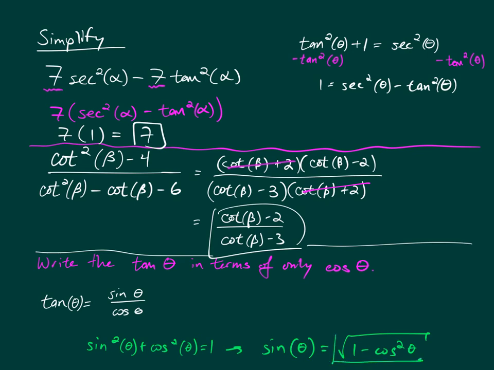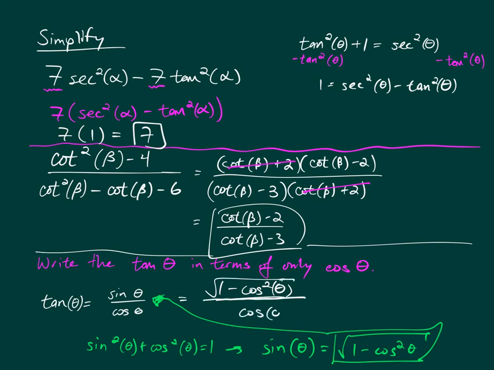So this particular expression will get substituted in for the sine here. So you'll end up with a final answer of the square root of 1 minus cosine squared theta, all over cosine of theta.